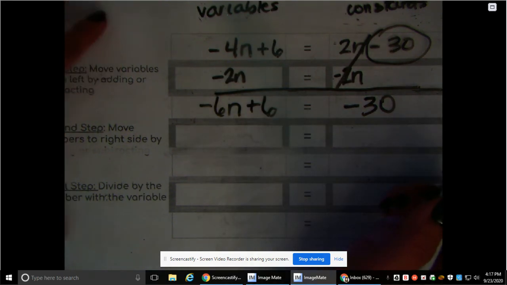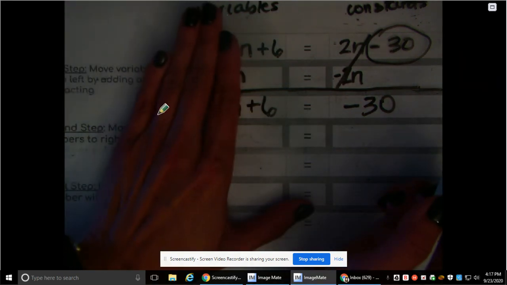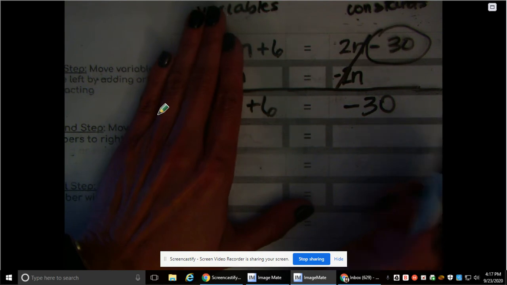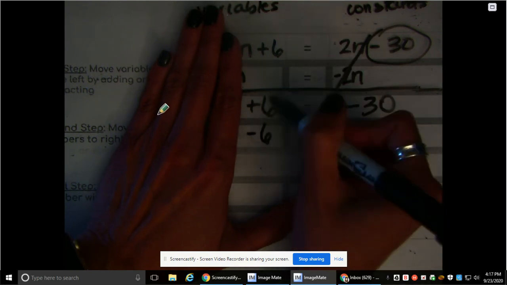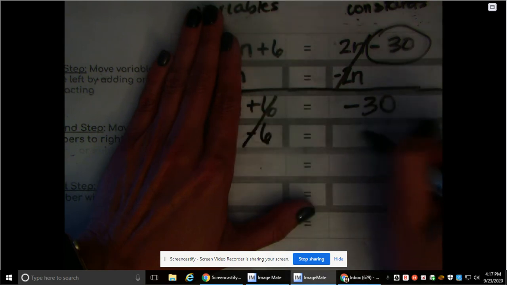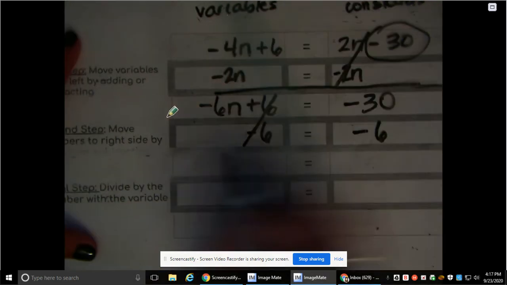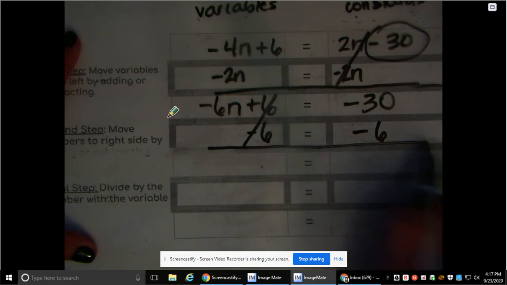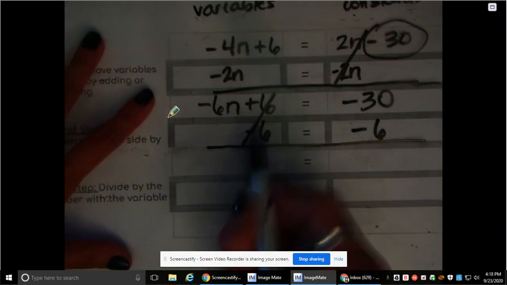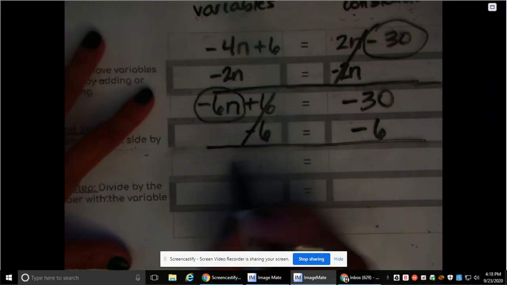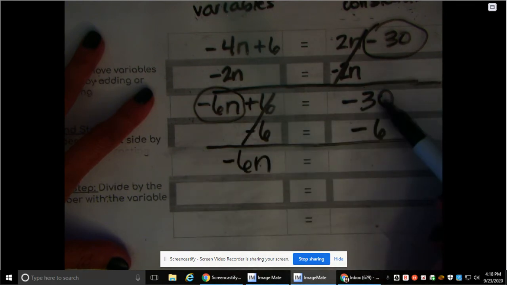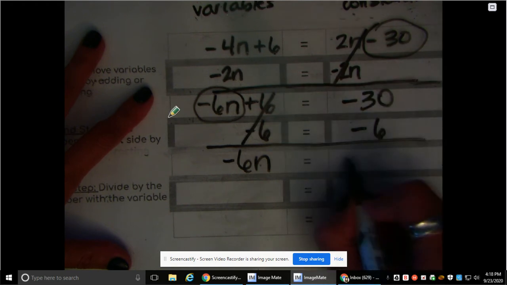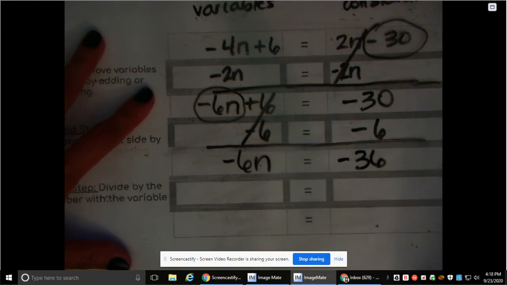The second step, we're going to move this positive 6 over to the right side. In order to move this positive 6, we would put a negative 6 here, which will cancel this out, and we'll put negative 6 on this side. On the left side, all we have left is our negative 6n. On the right side, because they both are negative numbers, we'll add them together. Negative 30 plus negative 6 is a negative 36.